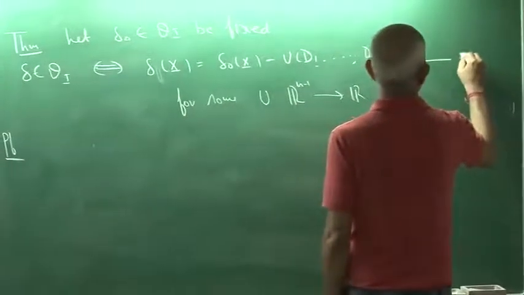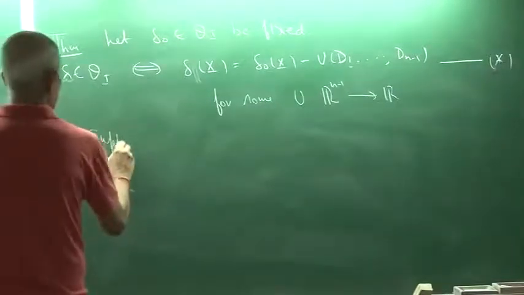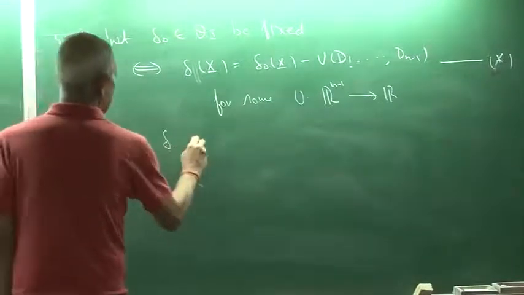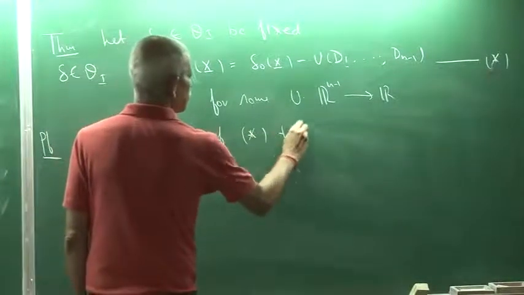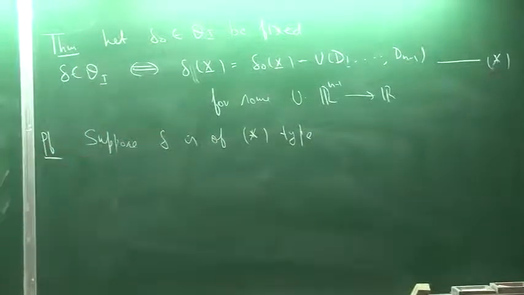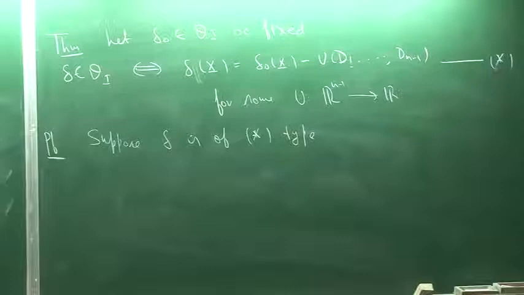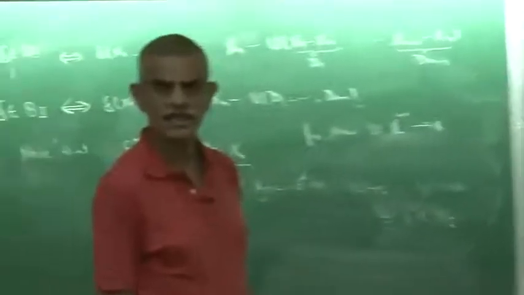So you can call this as star. So suppose delta is of star type. That means delta is the same as the invariant estimator delta naught minus some function u of d1, d2, ..., dn minus 1. What I have to show is that delta is invariant.